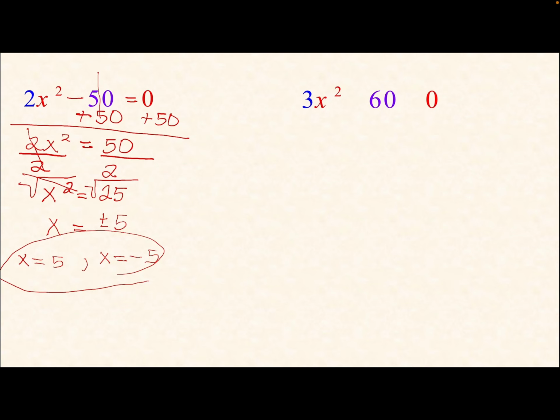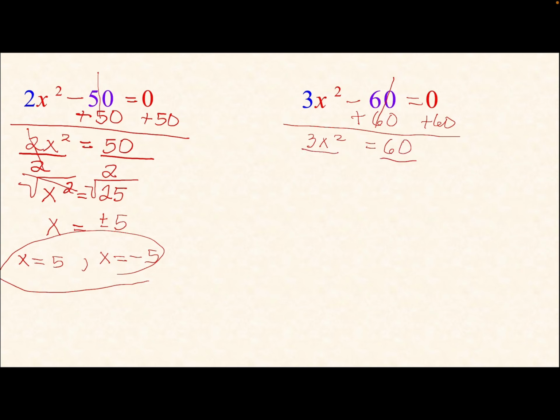Okay? The next one we have here, 3x squared minus 60 equals 0. That is minus 60, okay? Following the same procedure, get the opposite, positive 60. Positive 60 on both sides of the equation. Then, 3x squared. Negative 60 plus 60, that will be 0, is equal to 0 plus 60, that is 60.